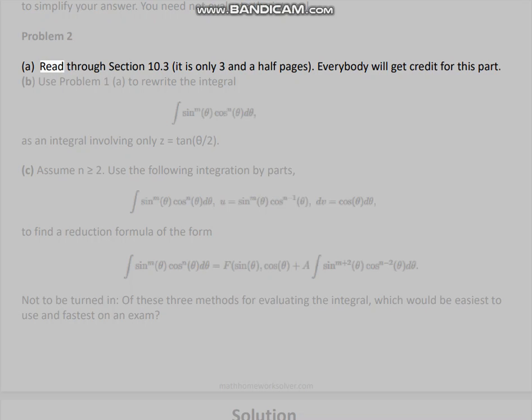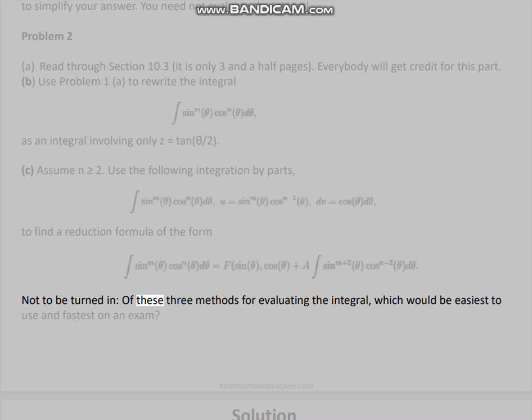Problem 2. A. Read through section 10.3. It is only 3.5 pages. Everybody will get credit for this part. B. Use problem 1.A to rewrite the integral as an integral involving only z equals tan(theta/2). C. Assume n greater than or equal to 2. Use the following integration by parts to find a reduction formula of the form. Not to be turned in. Of these three methods for evaluating the integral, which would be easiest to use and fastest on an exam?